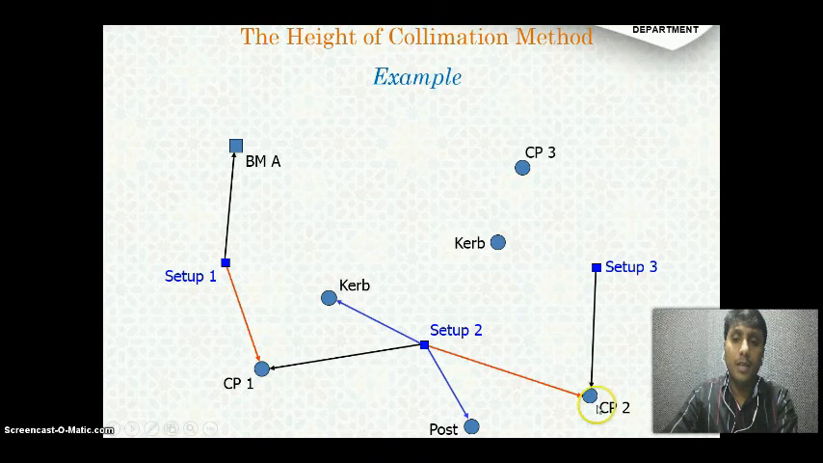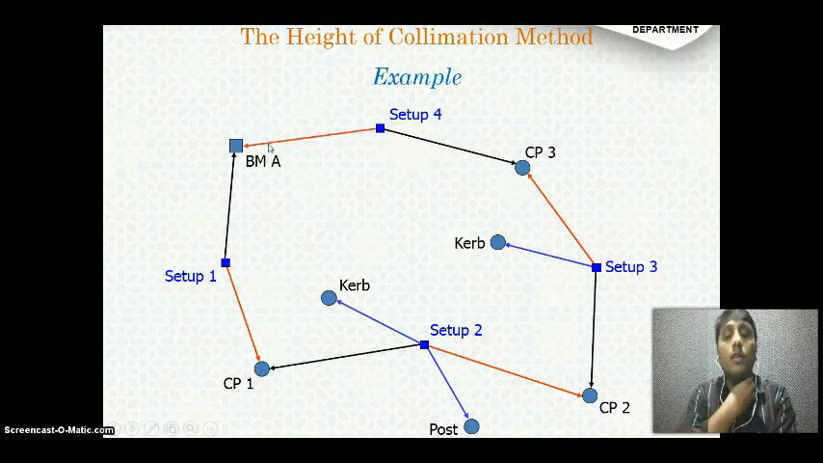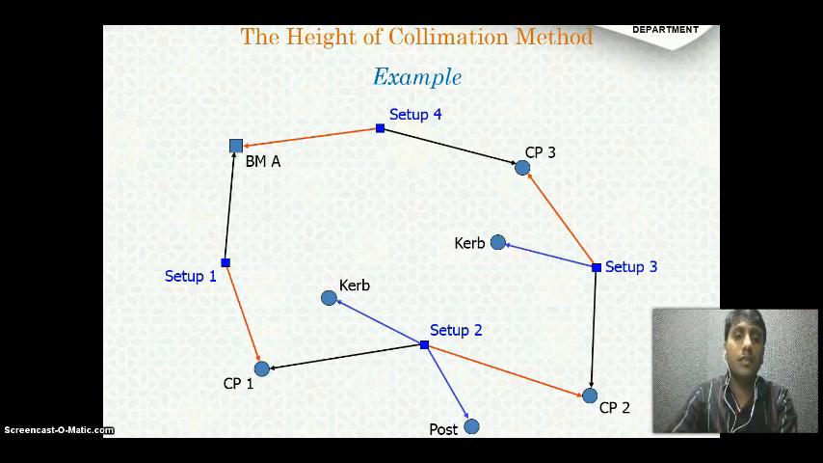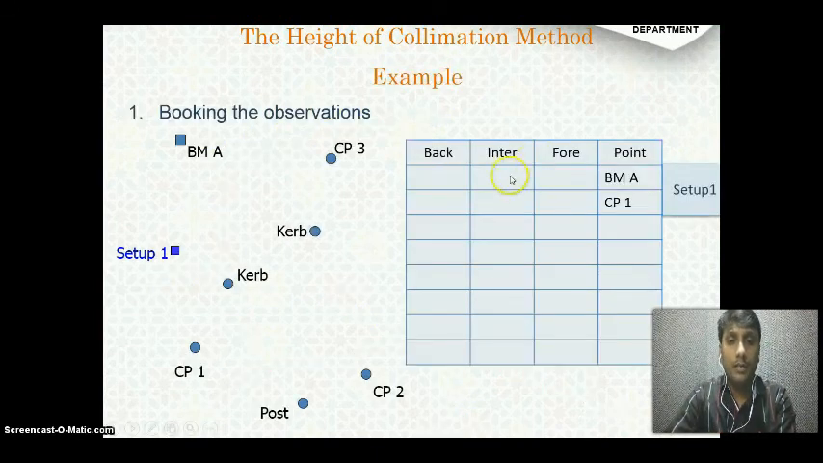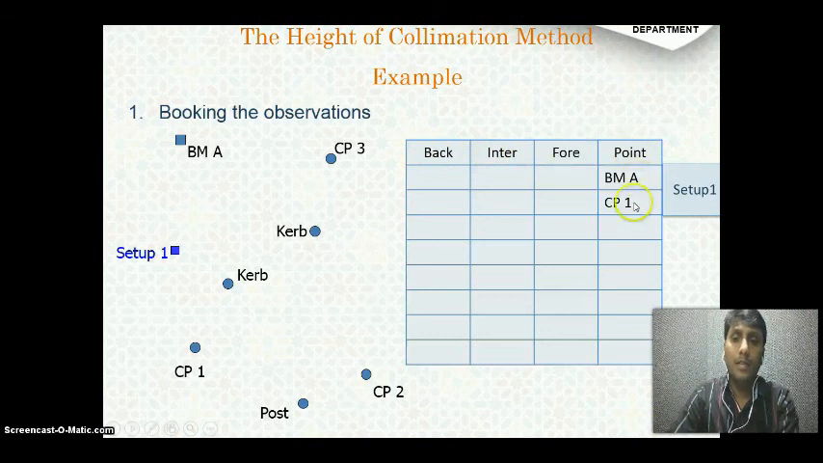After setup 3, immediately sight towards CP2 and write it as backside, then curb intermediate side, then CP3 foresight, because this is the last staff reading from setup 3. Now the instrument has been set up at 4. Take the reading to CP3, which is written as backside, and the last point taken in the survey is taken as foresight. Here you have a table so that you can understand how to write and what to write. Here back means BS, intermediate side, foresight, and these are the points.